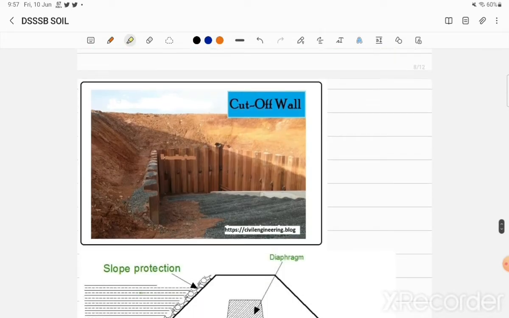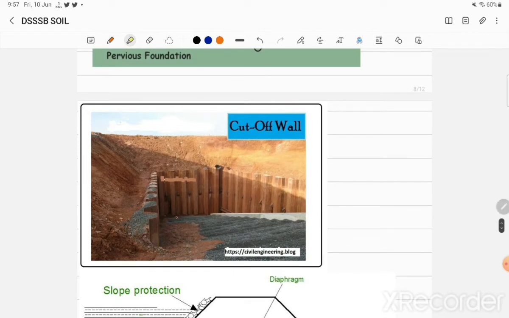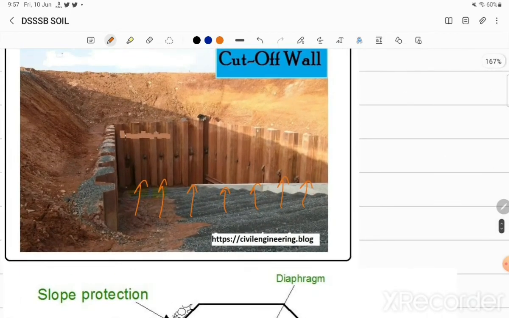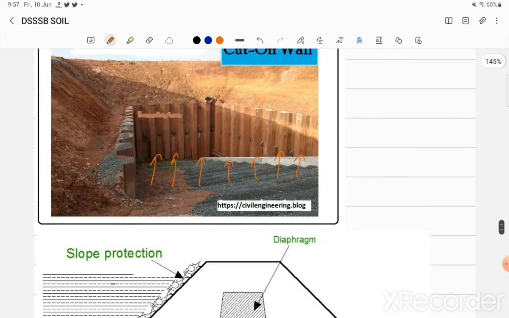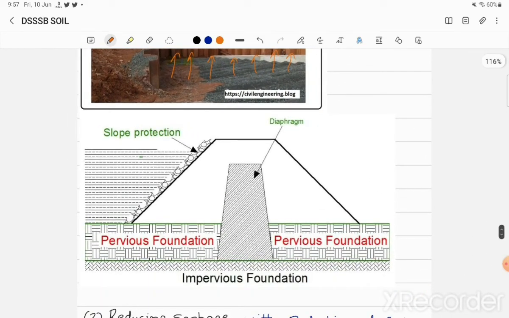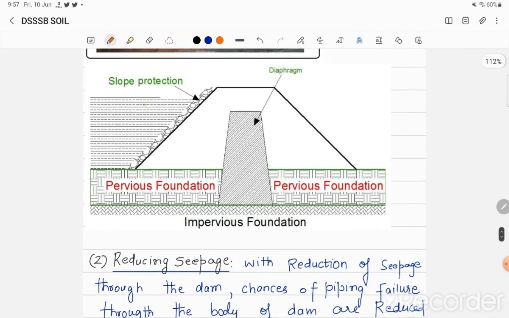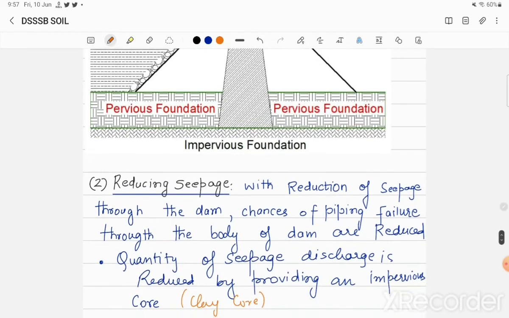This is an example of a cutoff wall. This helps to reduce or stop the flow of seepage. This is used in the foundation of dams, in the construction of dams. Again, this is an example using an impervious foundation in between a pervious foundation. It will stop the seepage, because seepage can be dangerous.